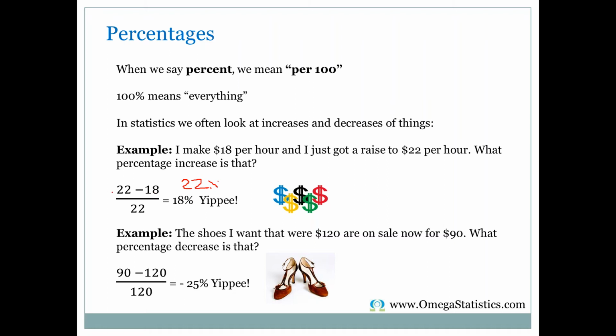Okay, so what you do is you take where you're at now, you subtract where it was, and you divide it by where you were at the start. Okay, so that's an increase. We can also do decreases.